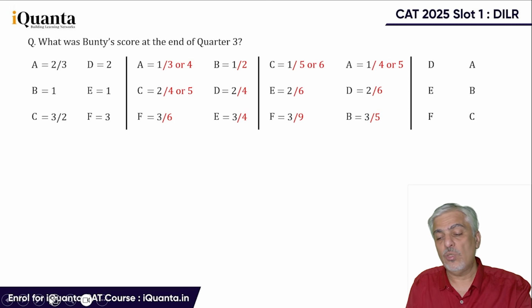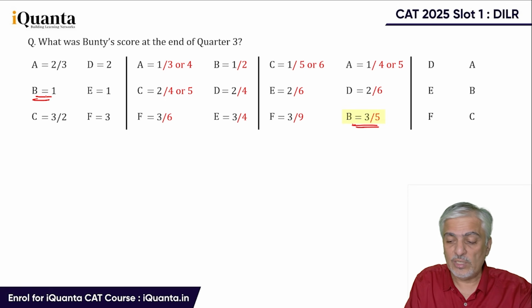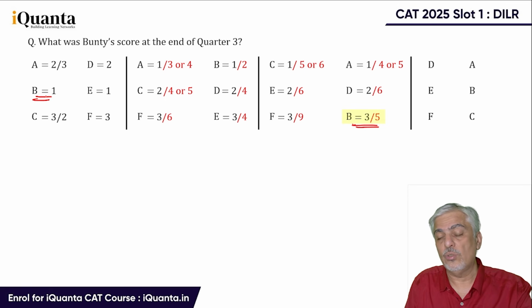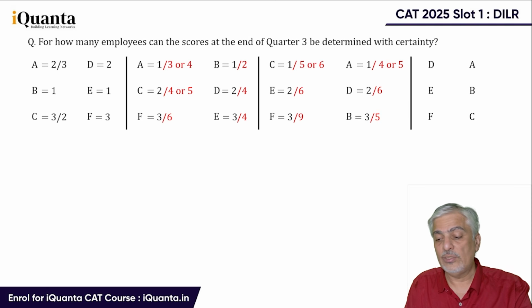What was Bunty's score at the end of quarter 3? Bunty's score at the end of quarter 3 was 5, which was also not very difficult. We had got this early in the start because we knew this over here, we knew this over here. Only for the second quarter we had to figure out Bunty's score. Okay. Next one. For how many employees can the scores at the end of quarter 3 be determined with certainty? Difficult question. For 4 of them: E, D, F, B. For 4 of them, we can determine the scores definitely. And hence the answer is 4 for this question.